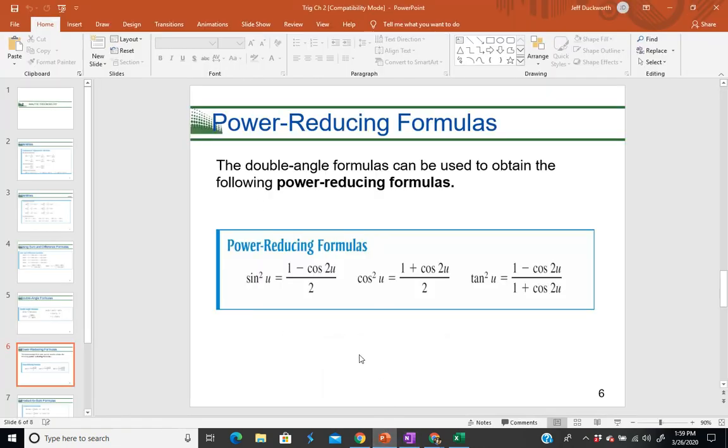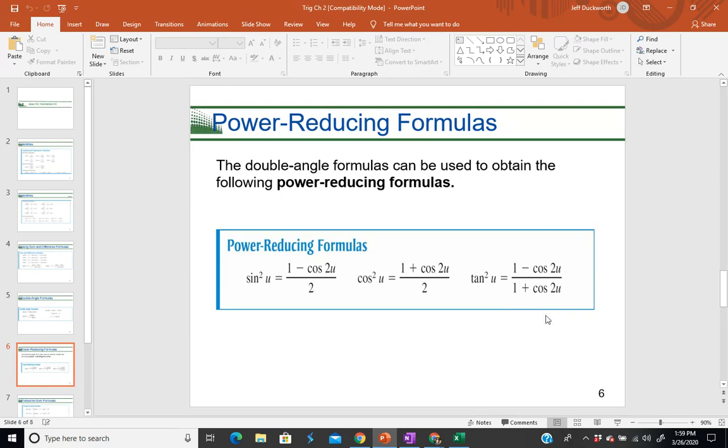The next slide, slide 6, shows the power reducing formulas. And this can also be found in your book, on page 245. All of these turn sine squared or cosine squared or tangent squared into things that deal with cosine. So sine squared gives us 1 minus cosine of 2u over 2. Cosine squared gives us 1 plus cosine of 2u over 2. And tangent squared of u gives us 1 minus cosine of 2u over 1 plus cosine of 2u.